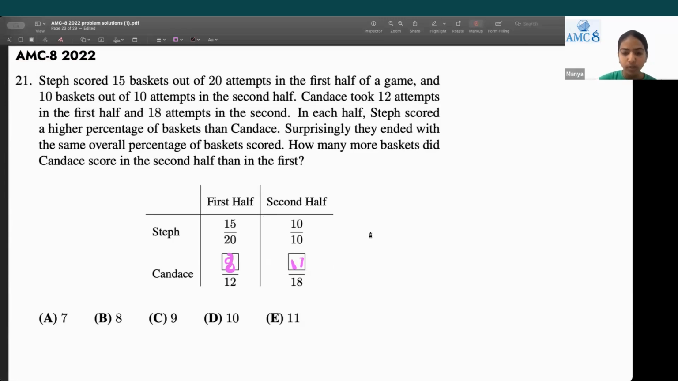And so when we do this, we should be getting 17 minus 8. And we have to subtract because we know that the question is how many more baskets did Candace score in the second half than the first? So that's going to be giving us 17 minus 8, which is going to be equal to 9. And that's how we got our answer choice C.